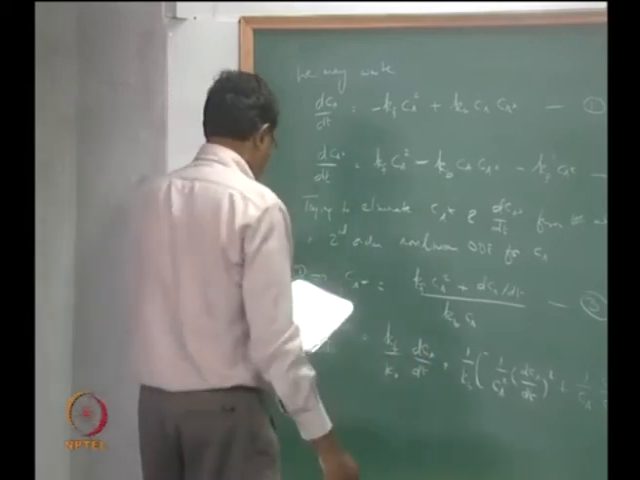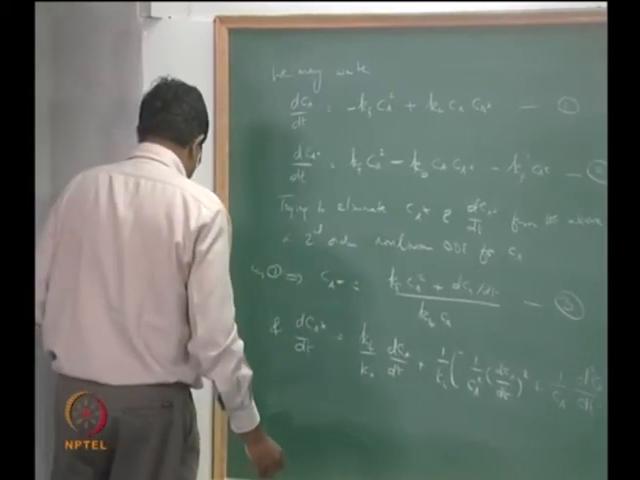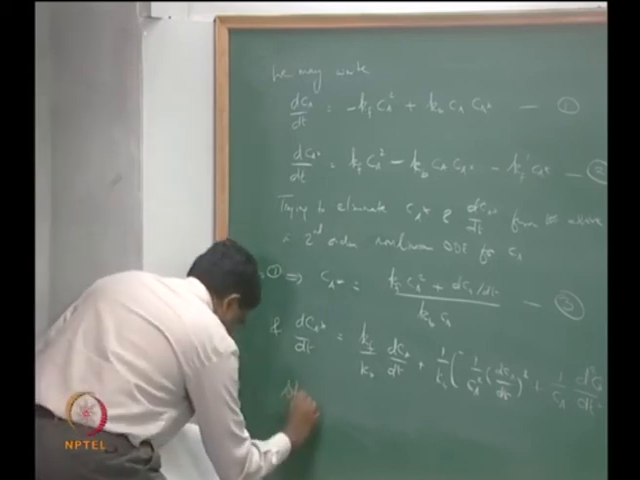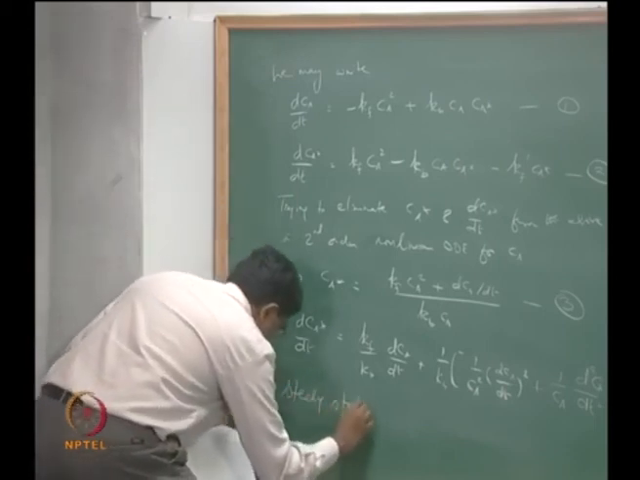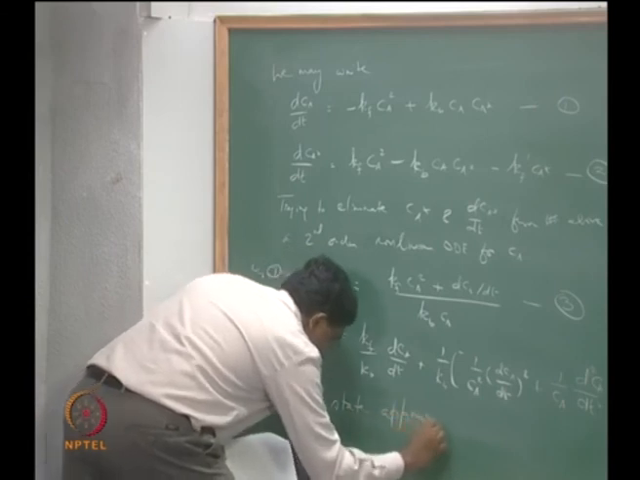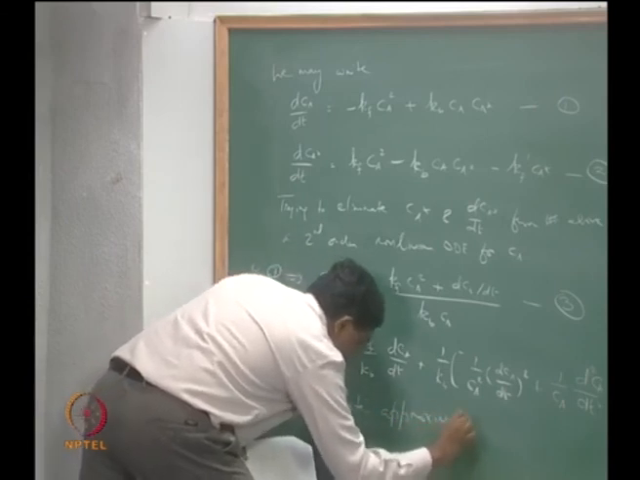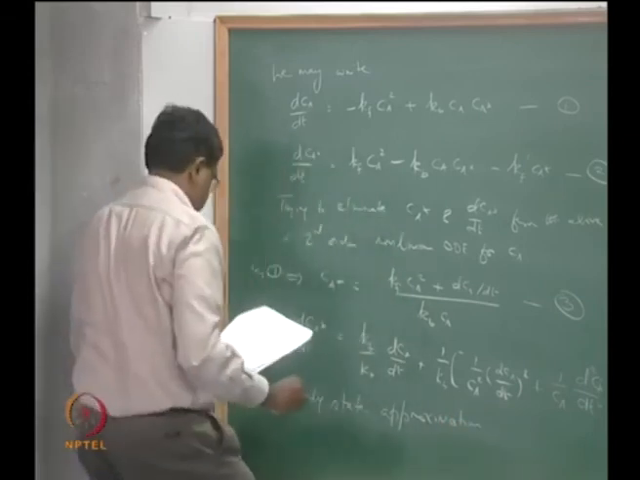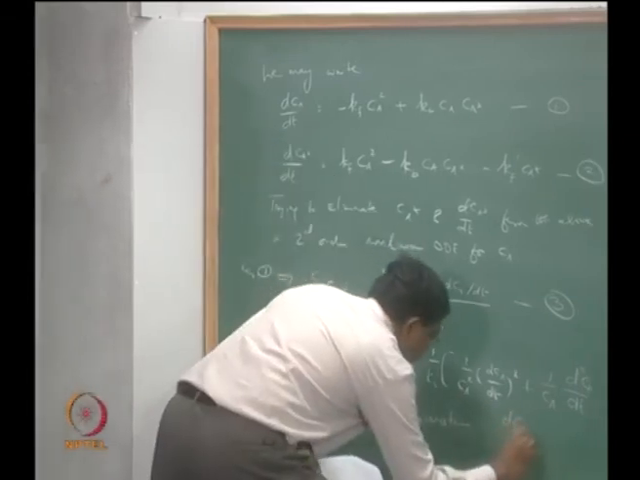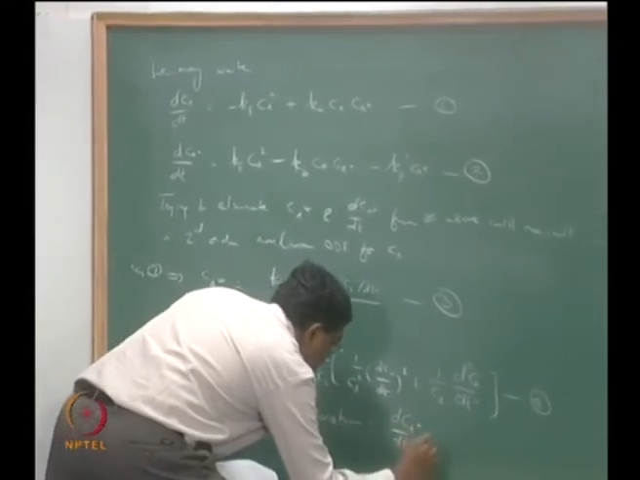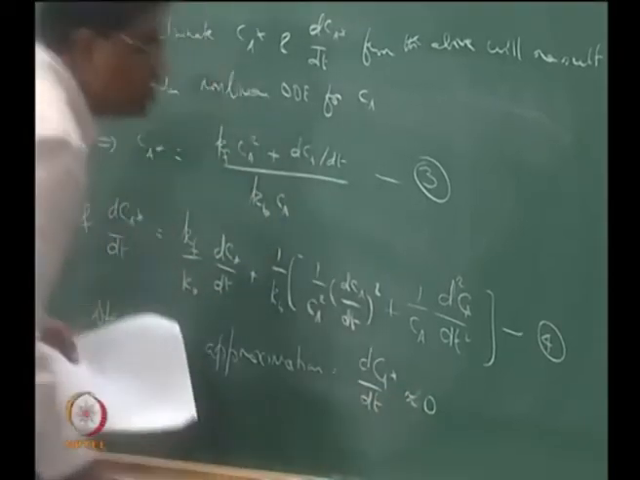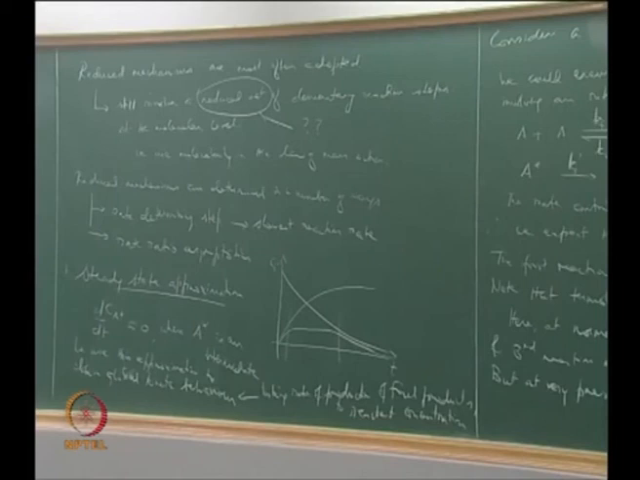Instead what we want to do is the steady state approximation, which means that we now say dCA star divided by dt is approximately equal to 0. That is exactly what we started out to consider, right? So do this, and then we will take it up from here and see what we get next class.